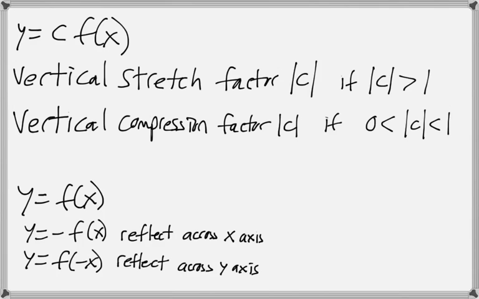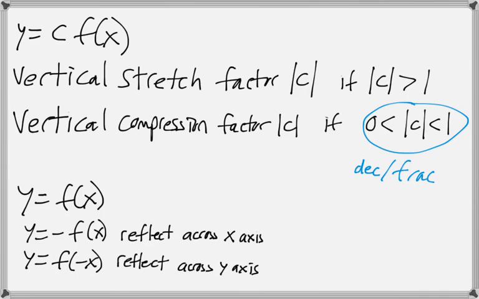So if the absolute value of the number is greater than 1, then it's going to stretch it. If the absolute value is between 0 and 1, then it's going to compress it. And between 0 and 1, that's kind of another way of saying that this is a decimal or a fraction that's less than 1. And again, absolute value means we ignore the negative sign. Although the negative sign is important for the next thing, which is reflection.